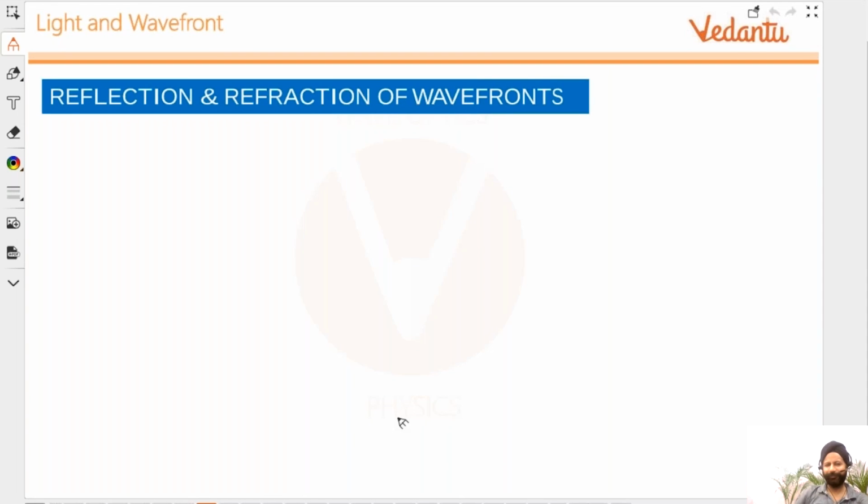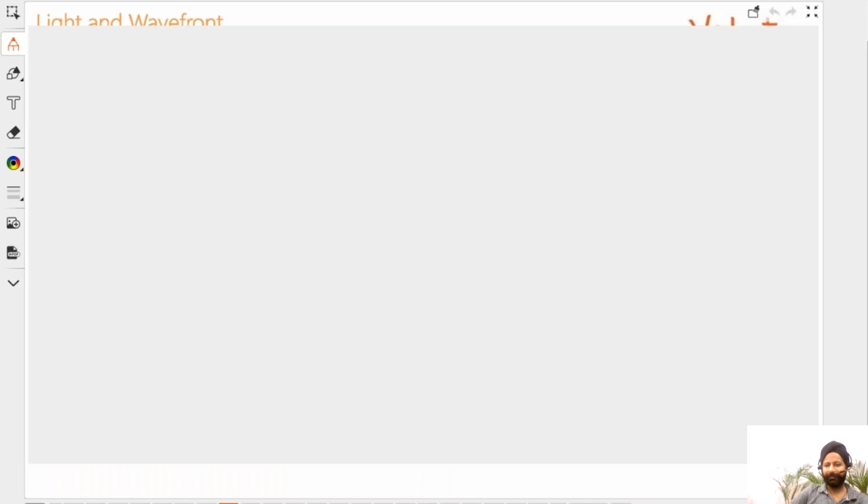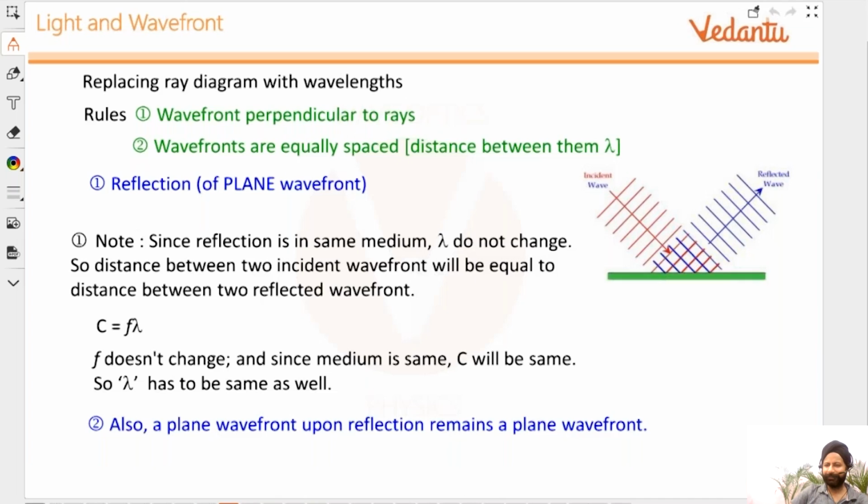Reflection and refraction of wavefronts. So let's understand reflection and refraction. I think I will do justice by explaining it to you by drawing my own pictures also. But look at these, these are nice illustrations here.